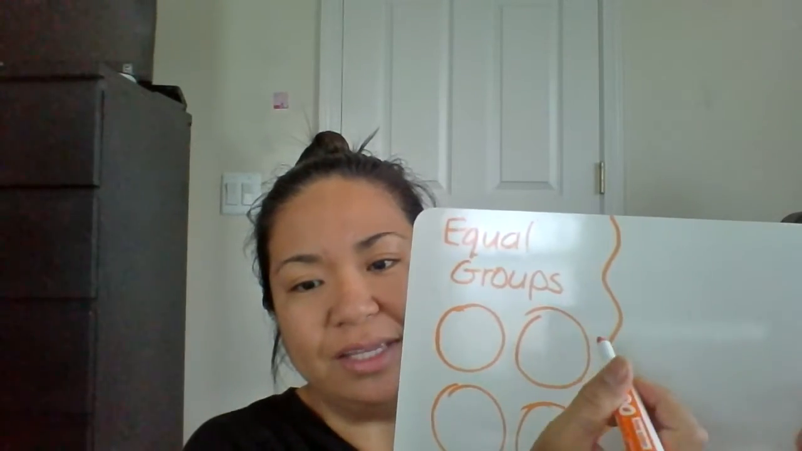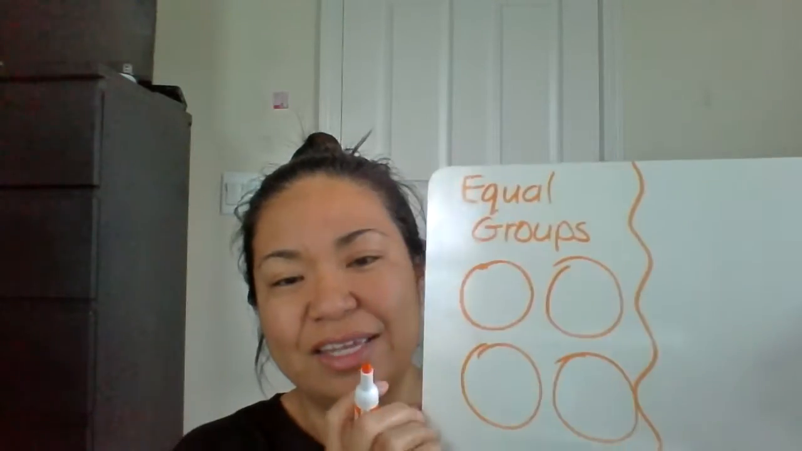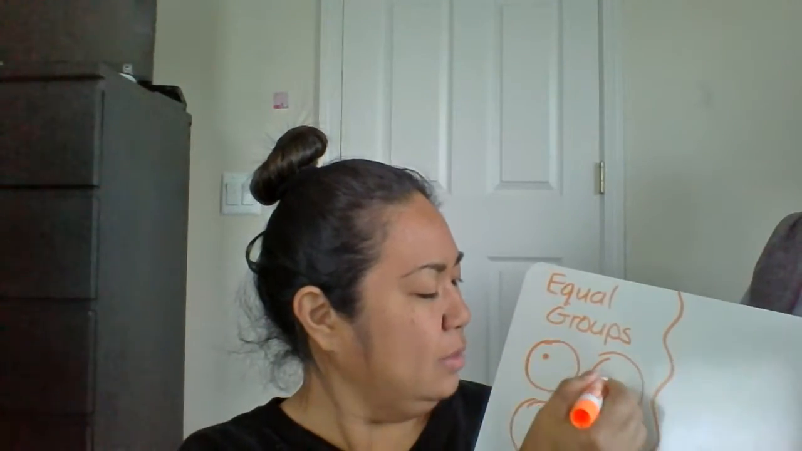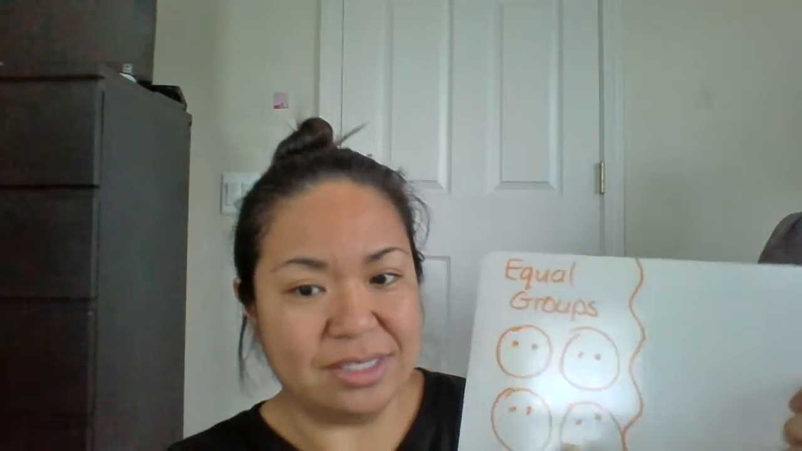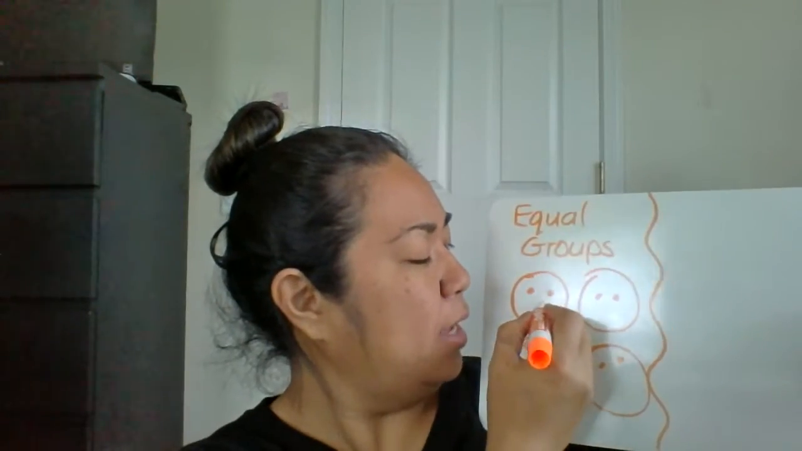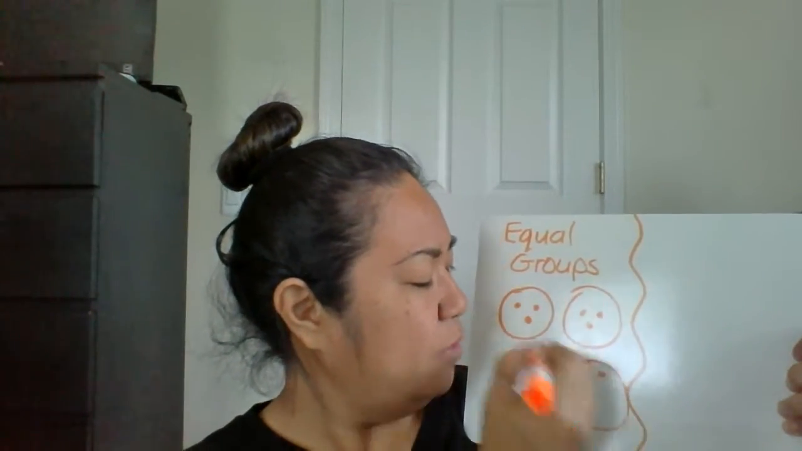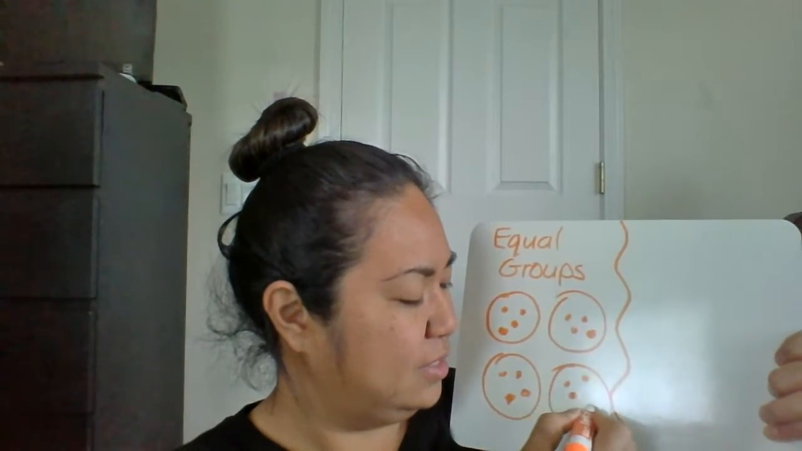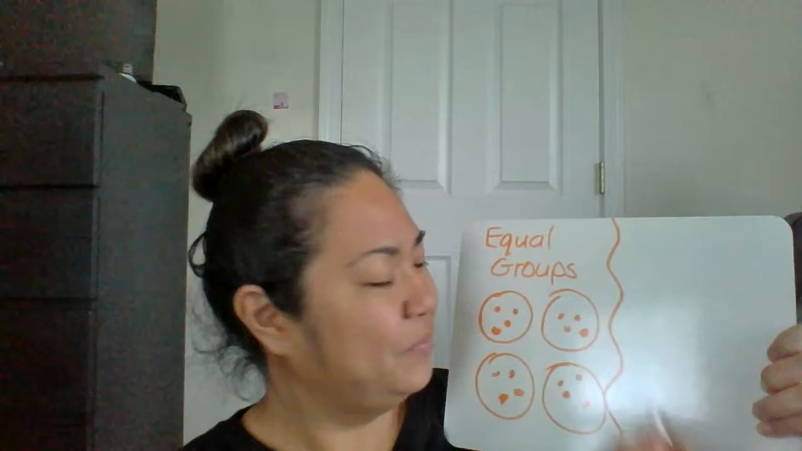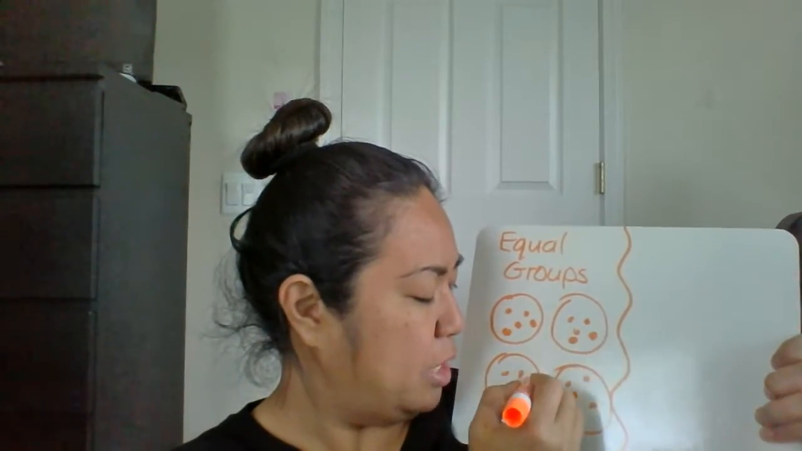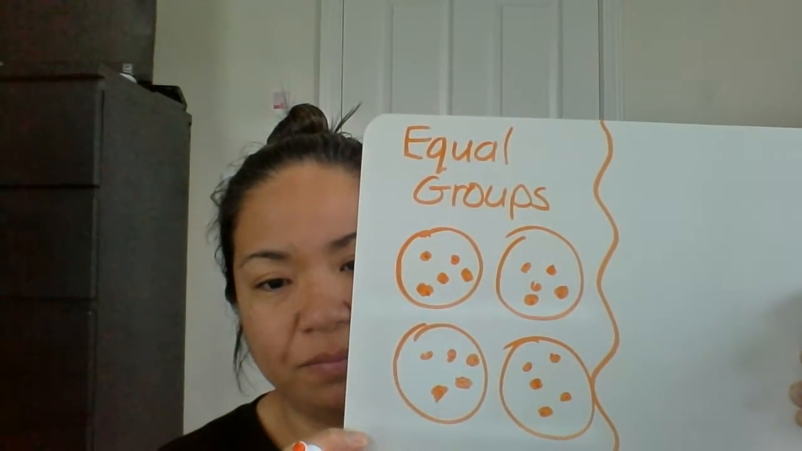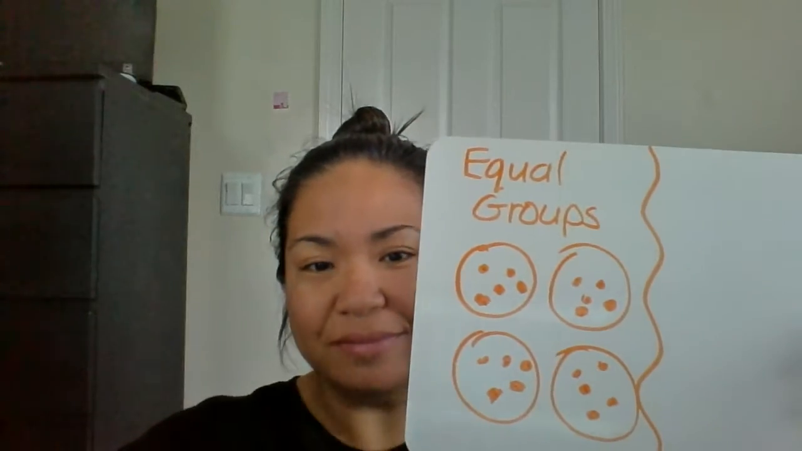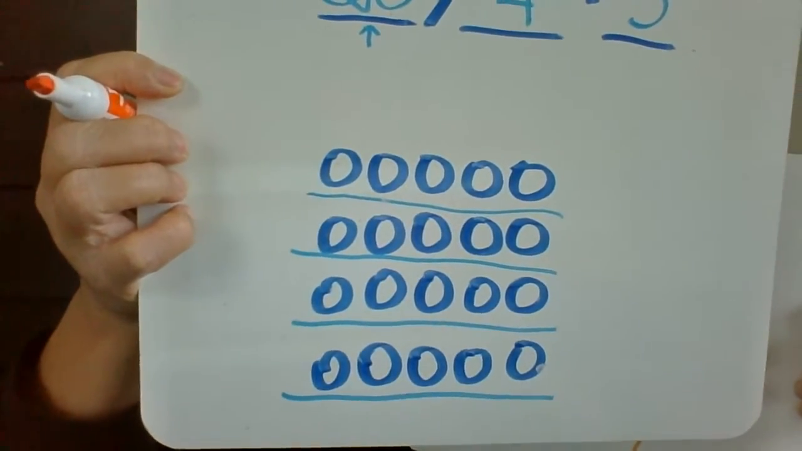So let's see. I'm going to count to 20. I'm going to distribute the dots evenly into the circles. 1, 2, 3, 4, 5, 6, 7, 8. Do you see how I'm distributing that equally? 9, 10, 11, 12, 13, 14, 15, 16. Remember, we're stopping at 20. 17, 18, 19, 20. Do I have 5 dots in each circle? Yeah, I do. Just like how I have 5 circles in each row.